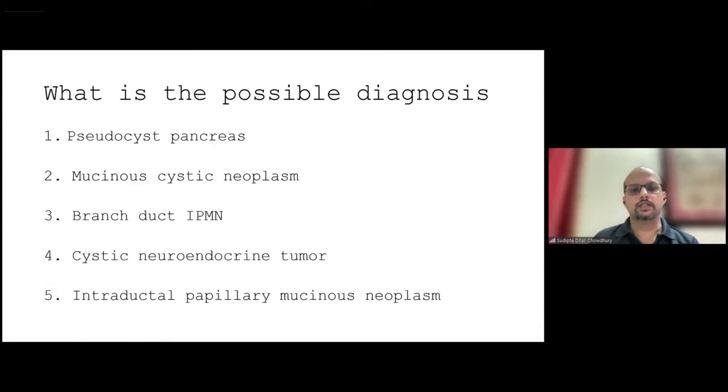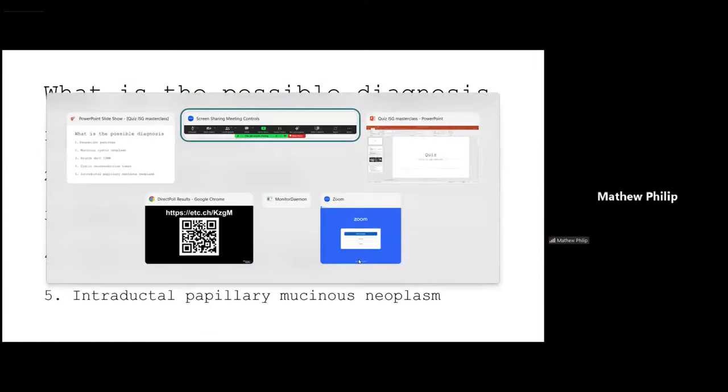So now the question that we have is, what is the possible diagnosis here? Are we dealing with a pseudocyst, a mucinous cystic neoplasm, a branch duct IPMN, or a cystic degeneration of a neuroendocrine tumor, or maybe even an intraductal papillary mucinous neoplasm? Now, this will be open for voting. Can we have the poll now?